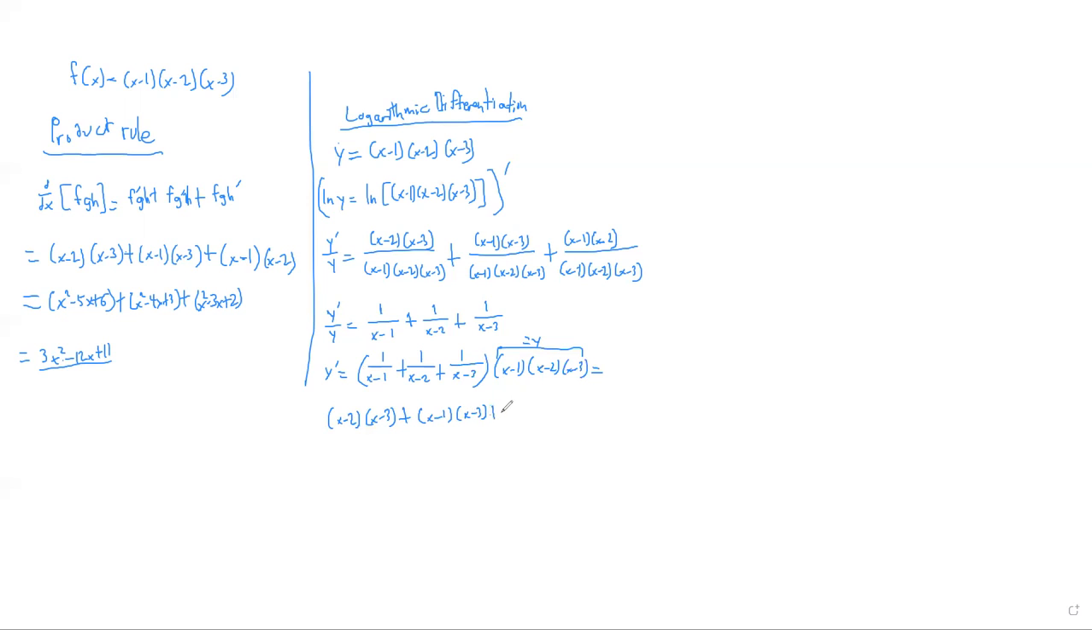And then plus an x minus 1, x minus 2. And that basically is the exact same thing we have here when we did the product rule. And if you want, you can just say that's 3x squared minus 12x plus 11. Okay, so that is also correct.